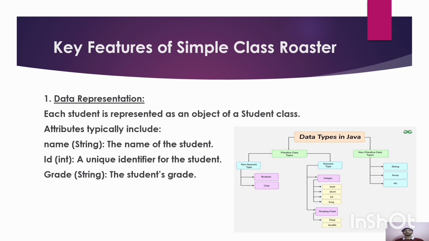Key features of a simple class roster. Data representation: each student is represented as an object of a Student class. Attributes typically include name, a string, the name of the student; ID, an integer, a unique identifier of the student; and grade, a string, the student's grade.